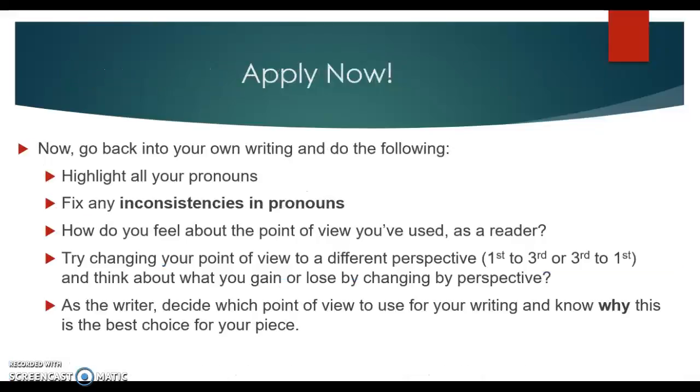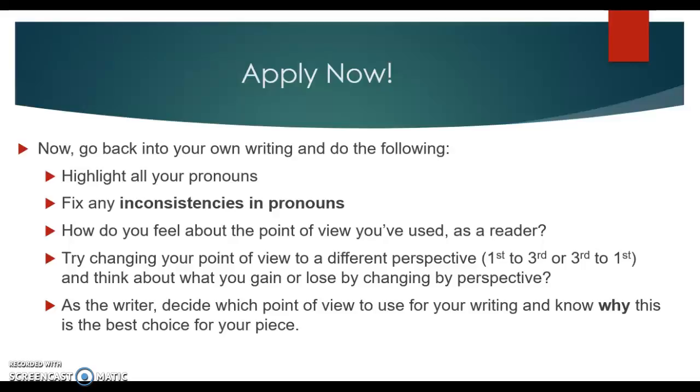Okay, so after looking at a couple of examples of why it's important to be consistent with your narrator and what you gain or lose from each one, you're now going to stop the video and you're going to go back into your own writing. For the rest of the class, you will be revising and editing your own writing based on what you've thought about and interacted with here.